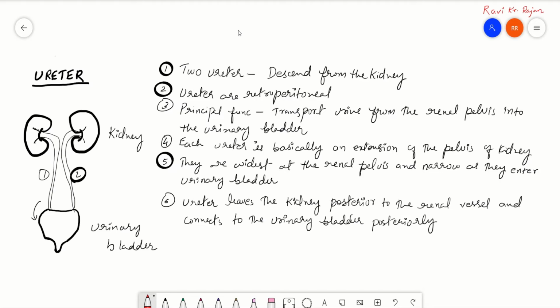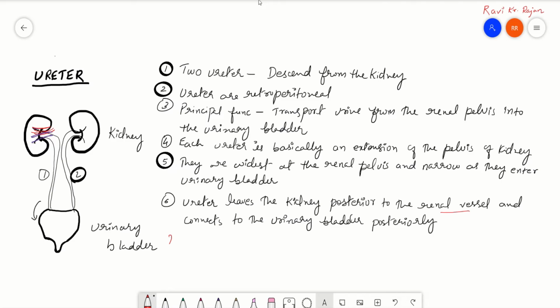This ureter generally leaves the kidney posterior to the renal vessels, and it connects to the urinary bladder posteriorly. The renal vessels, that is the renal arteries and the renal vein, will be on the anterior side, and the renal pelvis and the ureter will be on the posterior side. So that means the ureter will leave the kidney posterior to the renal vessels.